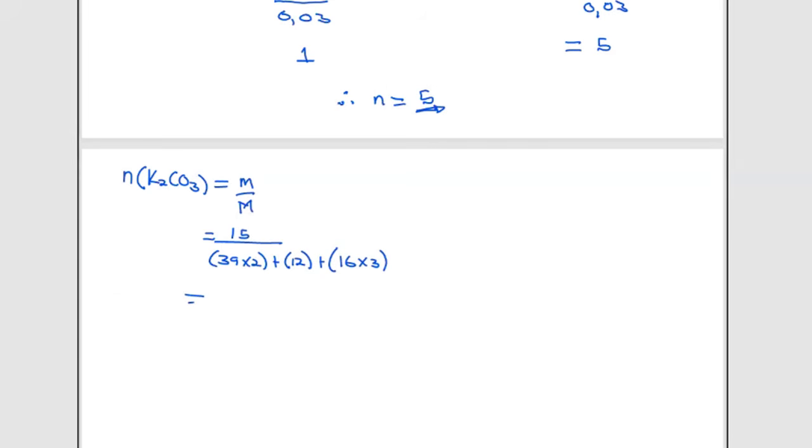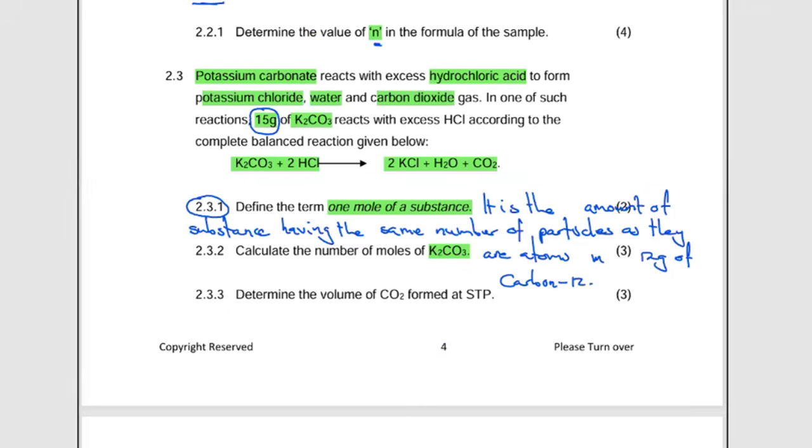Therefore, what we are going to get at the bottom is 15 over 138. Therefore, the number of moles is equivalent to 0.1087 moles, right? If we were to round it off, we're going to get a value of 0.11 moles as our final answer. So this is how we attempt our question 2.3.2.